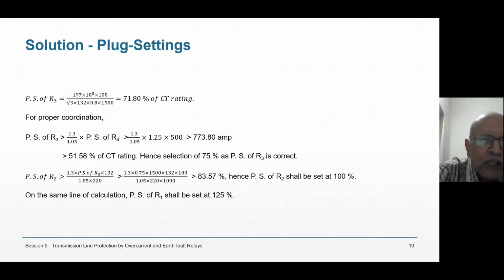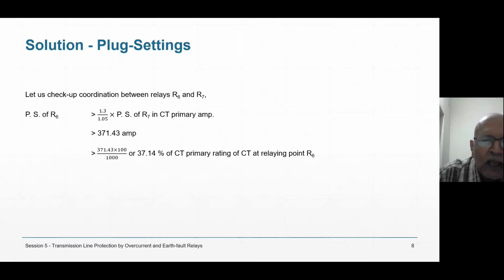197 into 10 raised to 3 into 100 root 3, 132.8 divided by, I have taken 1500. How have I taken 1500? That we have to see, because that can be a CT ratio, because 197 into 10 raised to 3 root 3 is 3.8, the current. So R3, that means I have to see R4.